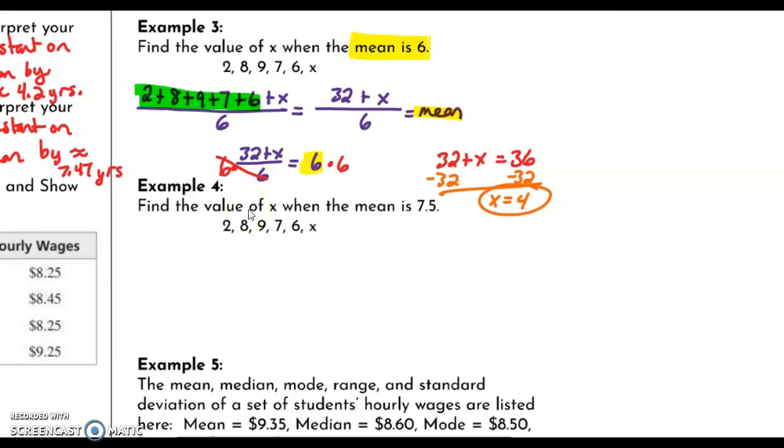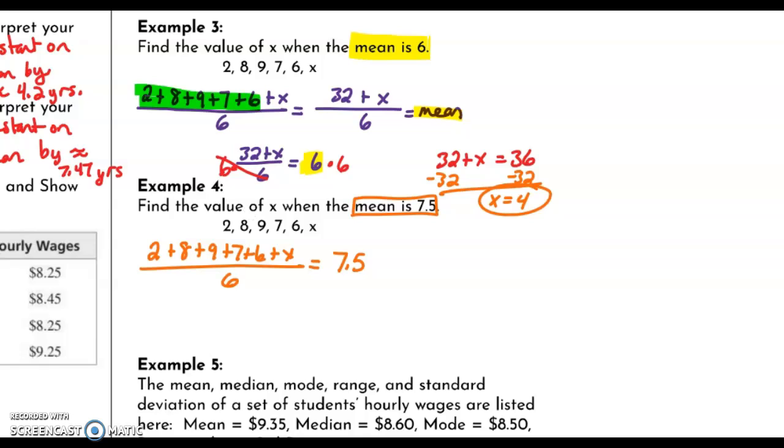Okay, I just switched the mean. So go ahead and try setting it up. We would add up all the numbers and divide by how many there are. There are 6 numbers, and that equals the mean. And the mean is 7.5. They told us that. Okay, that's my setup.